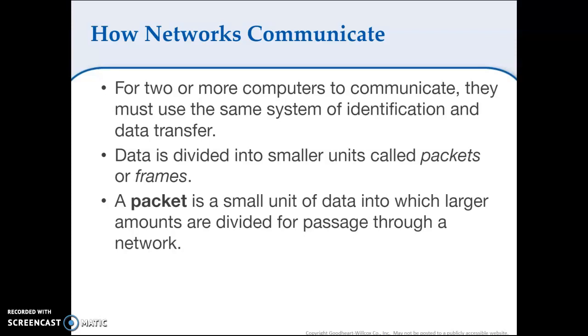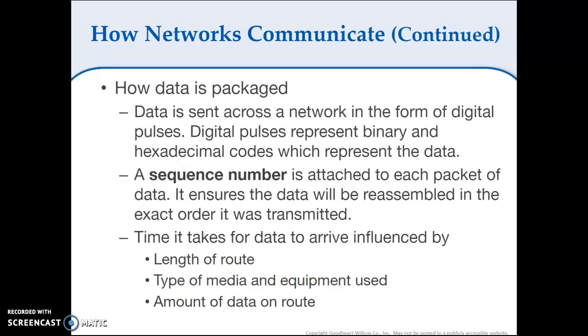A packet is a small unit of data into which larger amounts are divided for passage through a particular network. So how is data packaged? Before we can understand how it is distributed, we have to know how it's packaged. Data is sent across a network in the form of a digital pulse. Digital pulses represent binary and hexadecimal codes, which represent the data. So we go back to day one, when we talked about the ones and the zeros and how data is represented within a computer system.